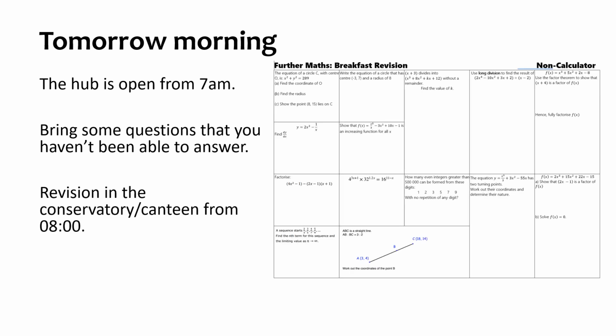We'll go through to the canteen, maybe 8 o'clock's a little bit early, maybe more like 8:15, and we will start doing our revision in the hub before our lineup, which will be the normal lineup with the rest of the cohort, and then we will come back in and finish our revision.